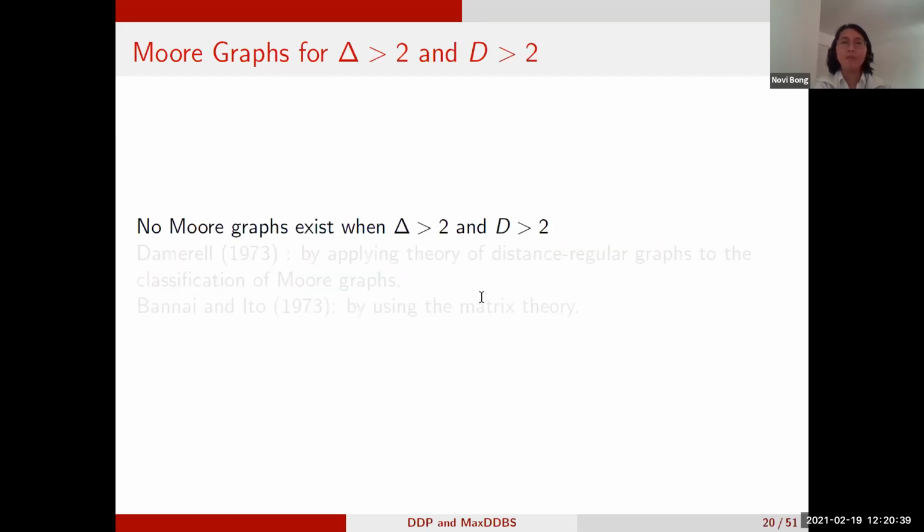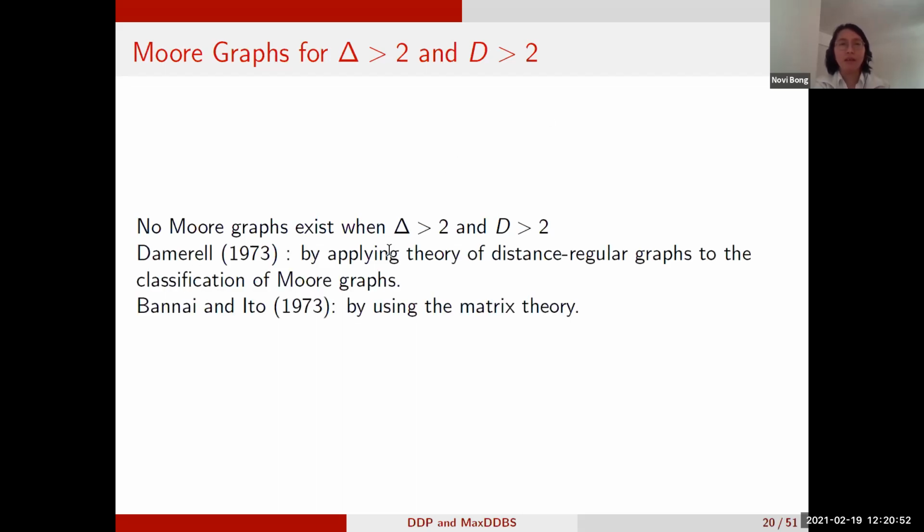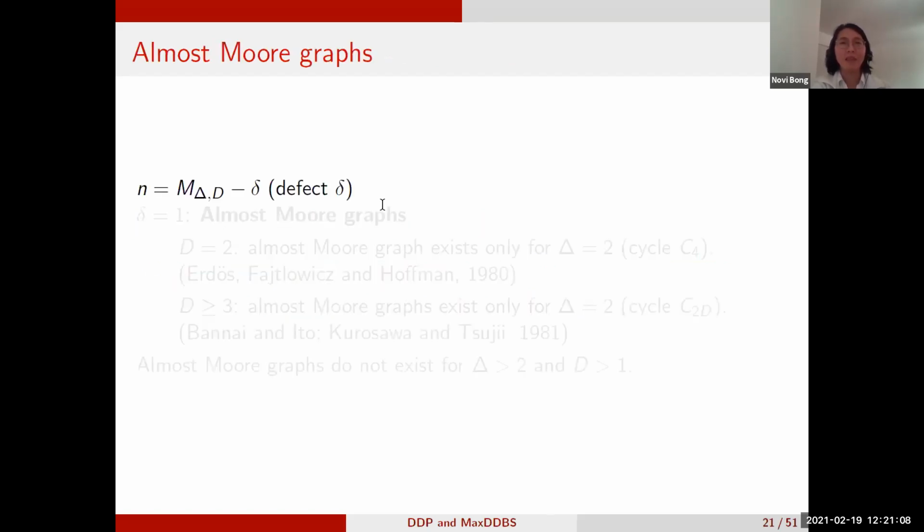Okay. So now for maximum degree greater than 2 and diameter greater than 2, no Moore graph exists. This was shown by Damerell and also independently by Bannai and Ito. So for the Moore graph problem, the remaining open case is degree 57. So then what do people do?